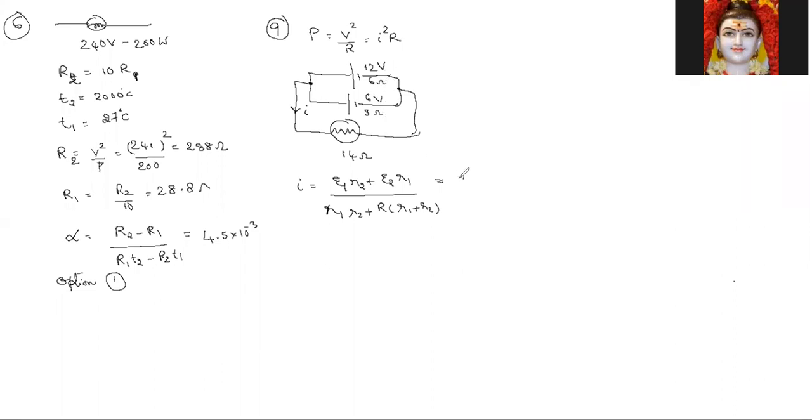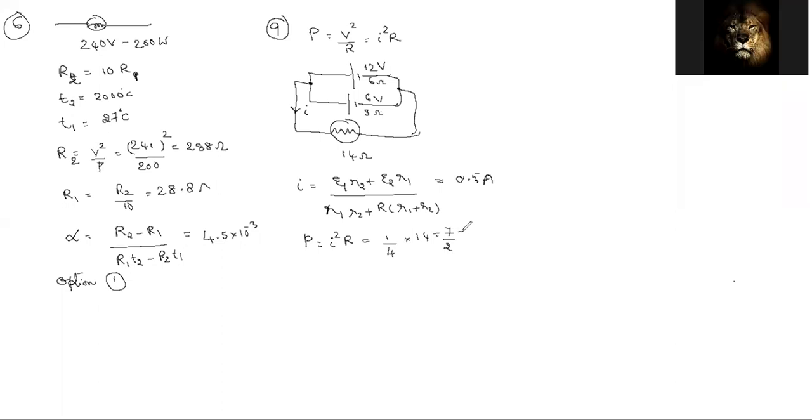How much did you get? Half, sir. So this is 0.5 amperes. Then straight away you can use power is equal to I square R. I square means 1 by 4 into 14, that gives 7 by 2, which is 3.5. Option 2, I think. Option 2 is correct.